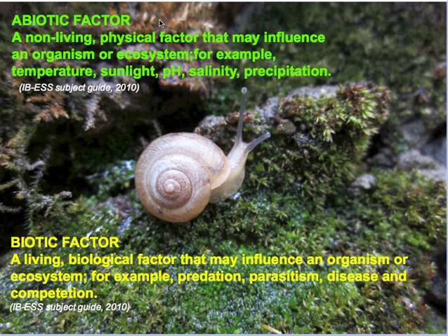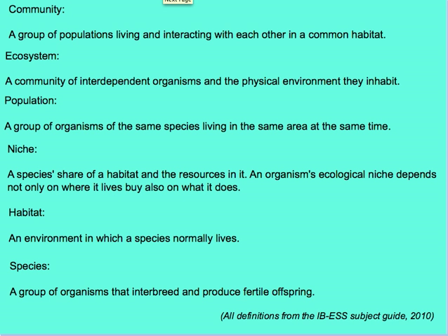Our snail is affected by other snails, by things that might want to prey upon it, predators, by things that might want to infect it, like parasites or diseases, or competition with other organisms that are feeding on similar things and doing similar things in the habitat. So there are a whole list of terms that we need to get familiar with in this section, and they are all listed here for you. The community, the ecosystem, the population, the niche, the habitat, and the species. These particular definitions are taken from the glossary in the IB ESS Subject Guide 2010.